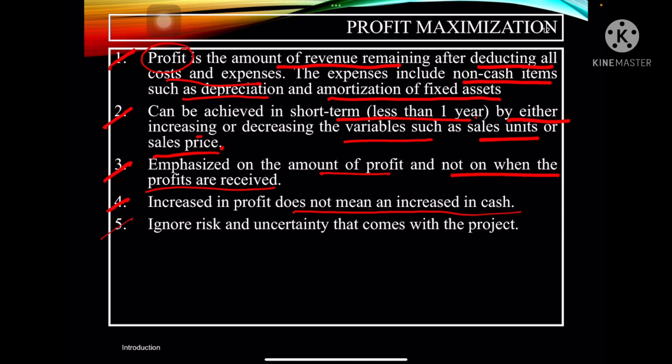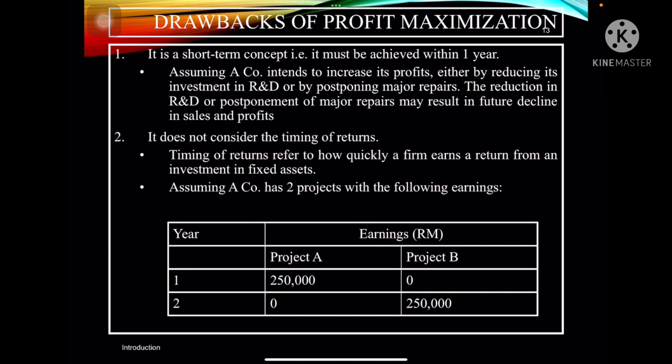Number five, this one ignores risk. We do not cater to other risks that we have to take into consideration, and also we do not cater to any uncertainty that comes with the project. So this one we ignore. These are the drawbacks or disadvantages of profit maximization.